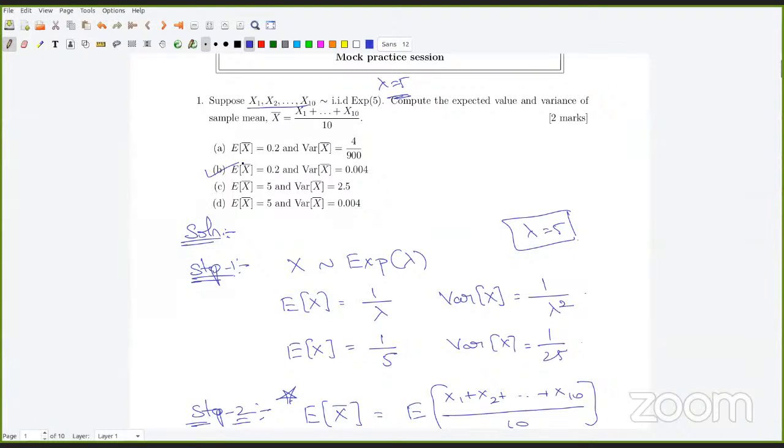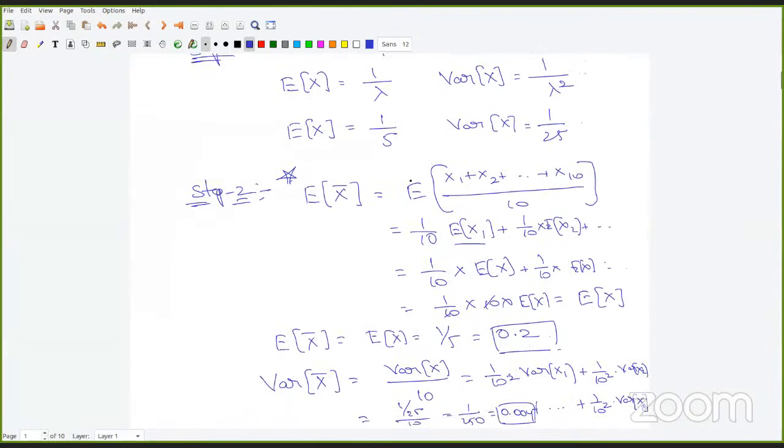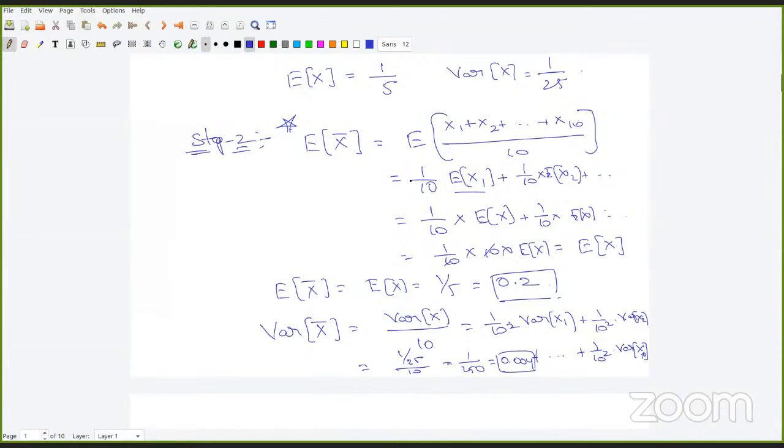Sorry, how do you simplify that? Can you scroll a bit down? I want the simplification of that particular line after variance x by 10 equals 1 by 10 squared. See, in variance of x1, I have skipped one step.